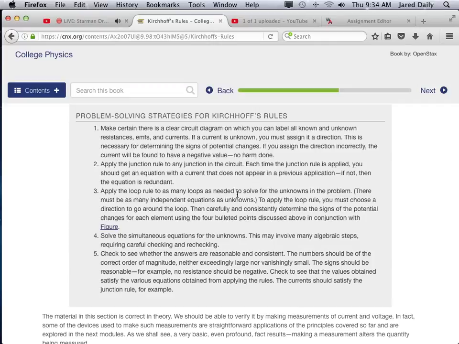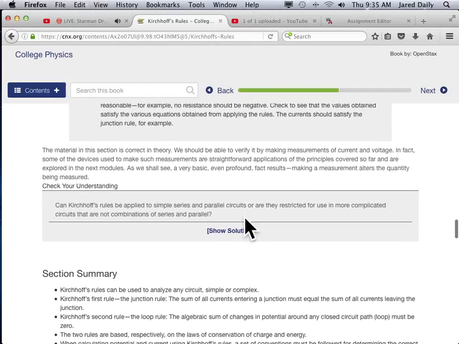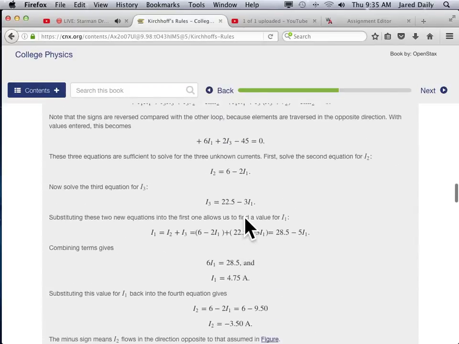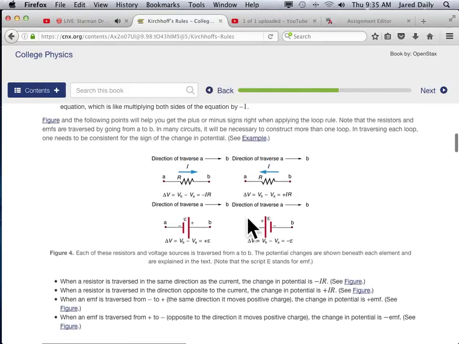And if I'm using multiple loops, I try to use loops that are overlapping each other so that they're connected mathematically. I go through and I use the loop rule to add up all the potentials around the loop so that they equal 0, making sure that I obey the rules for going through resistors against the current and with the current and going through batteries forwards and backwards. And those rules are right up here. If you can't remember them, they show them right here.